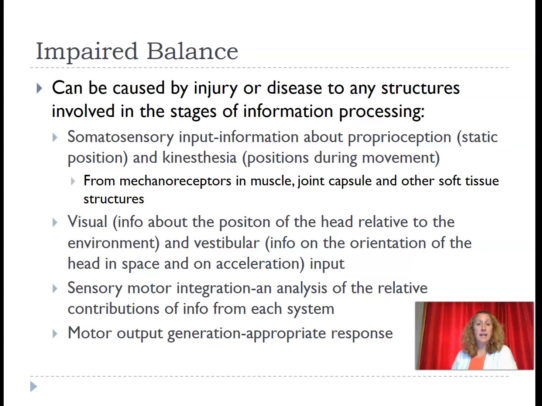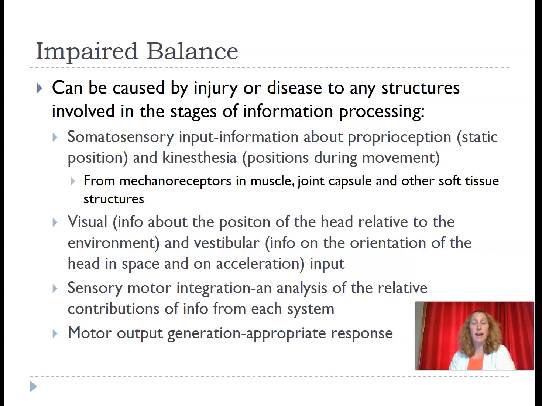So when we're looking at impaired balance, it can be a result of an injury or a condition that affects the structures that influence how our body processes balance and processes information that it receives from the environment. So the somatosensory input is information from your proprioceptors or kinesthesia, so where your body is in space, how your brain processes that information. Visual and vestibular, so those sensory systems provide us information relative to the environment and balance.